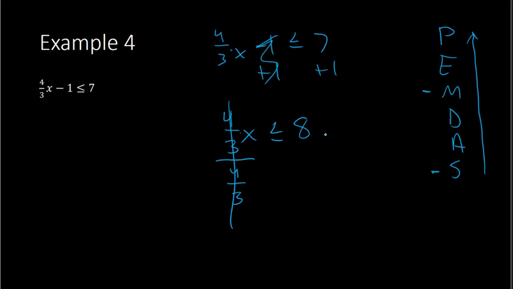Now to get rid of the 4/3, which is being multiplied, I do the opposite, which is divide. So I divide by 4/3, which is the same thing as multiplying by the reciprocal. So that's the same thing as multiplying by 3/4. So I have x on the left, and then on the right, 8 times 3/4.